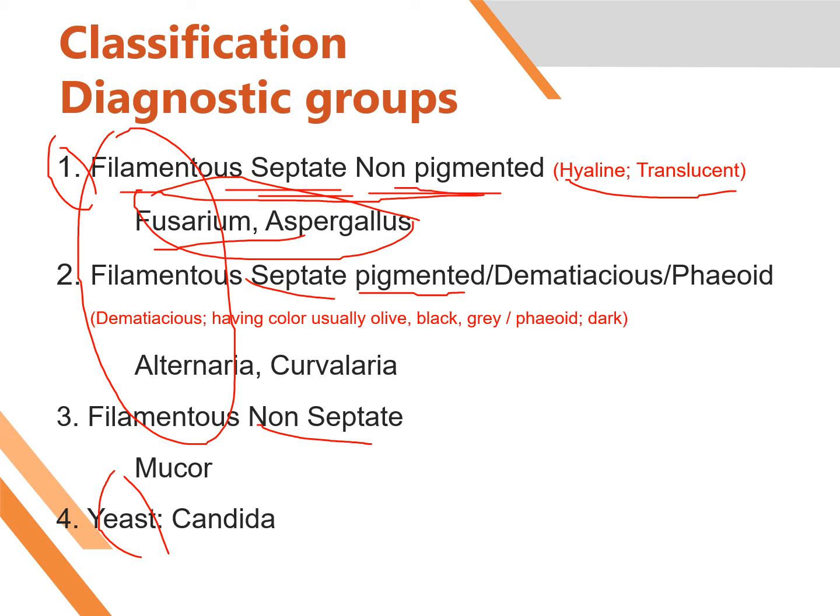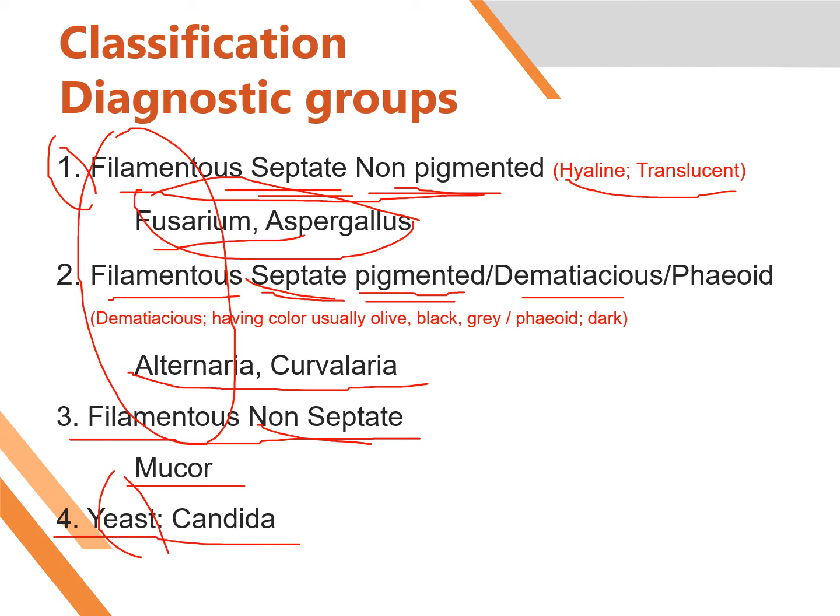The second group is filamentous, septate and pigmented, also called dematiaceous or phaeoid. Examples are Alternaria and Curvularia. The third group is filamentous non-septate, meaning they don't have any septa in their filaments or branches. The main example is Mucor, and it causes mucormycosis. The fourth group is yeast, and the prime example is Candida.